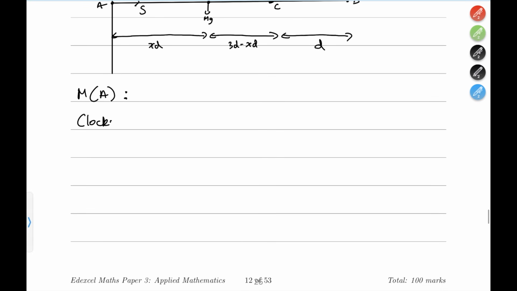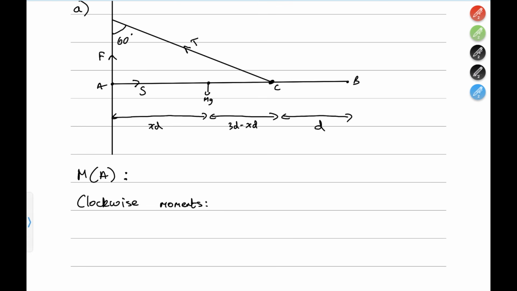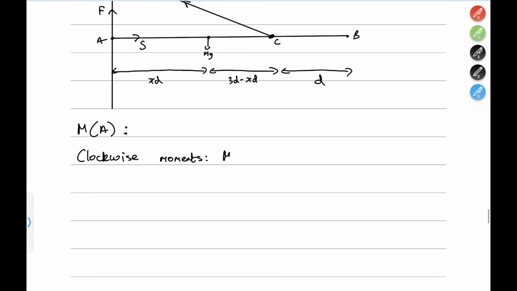So clockwise moments are going to be, let's see, so we're going to have mg. So the mg one, so this one here, is going to be a clockwise moment. So it will be mg x d.